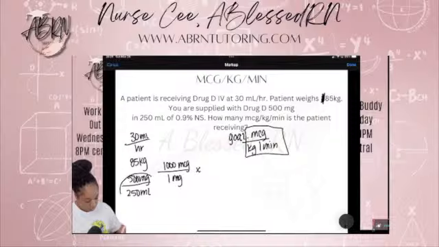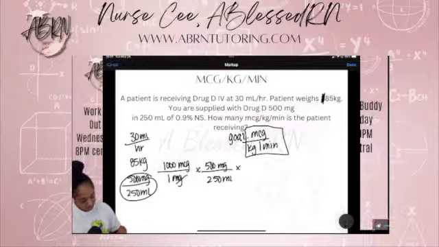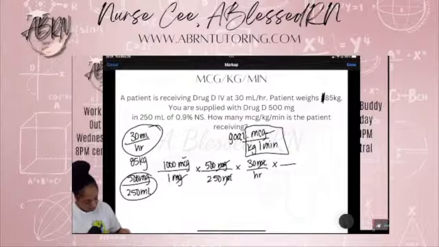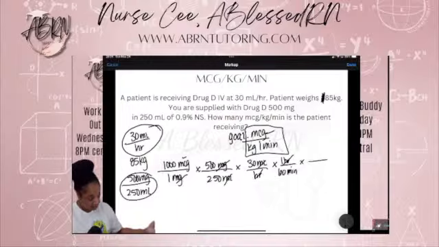So then we'll do this one, 500 milligrams over 250 mLs. Milligrams crosses out, okay? So now we've got milliliters. We'll use this puzzle piece, 30 milliliter per hour. And now we've got micrograms at the top, but we need kilogram and minute at the bottom. We got hour at the bottom. So we'll do 1 hour is 60 minutes. Hours crosses out.